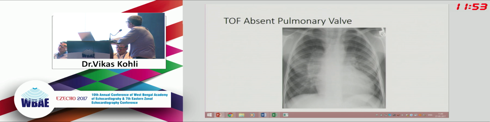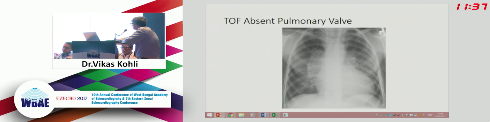So the next substrate is absent pulmonary valve, and as we were discussing, no imaging is complete without a detailed history and backdrop information about the X-ray and ECG, and this absent pulmonary valve can be diagnosed even without putting the probe on the patient's chest. Big aneurysmal branch pulmonary arteries with a reduced pulmonary blood flow, you can see the paucity of the blood flow in the lung.